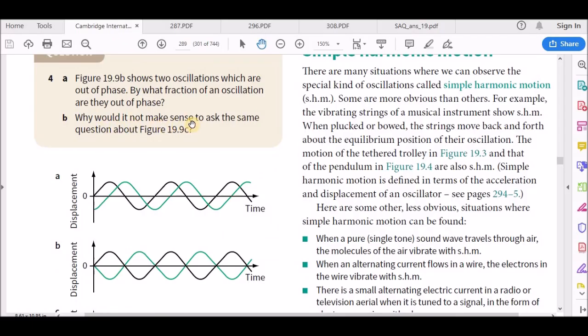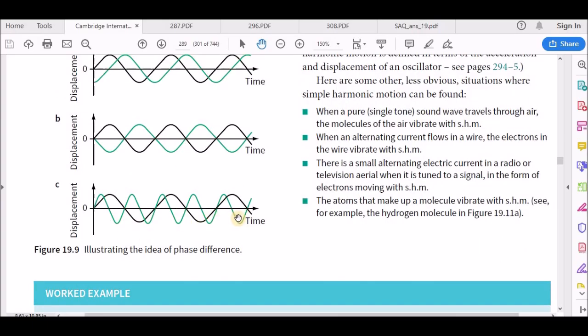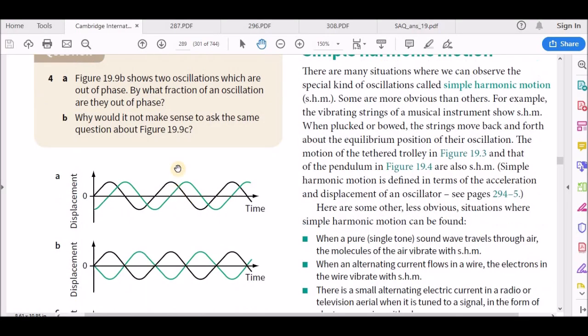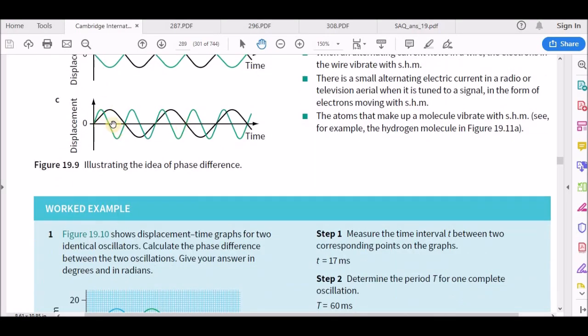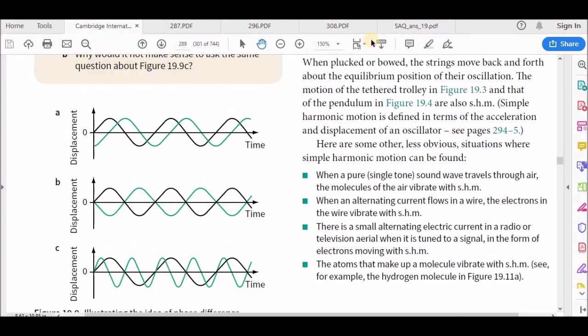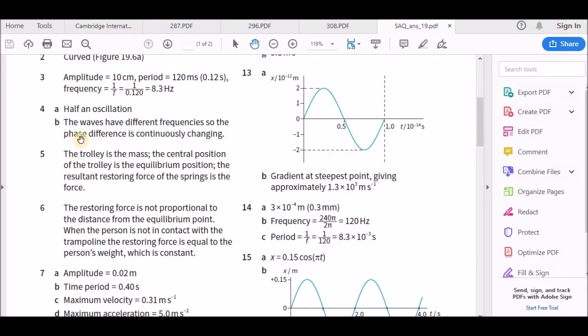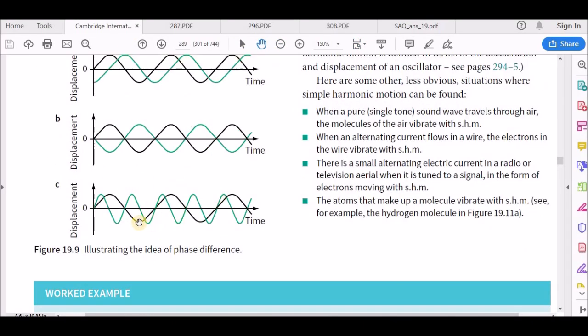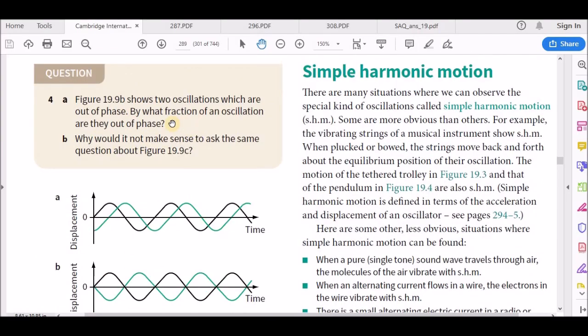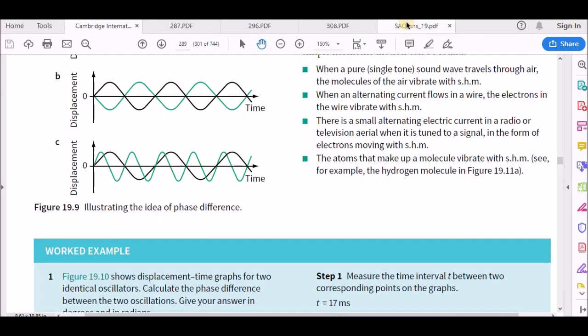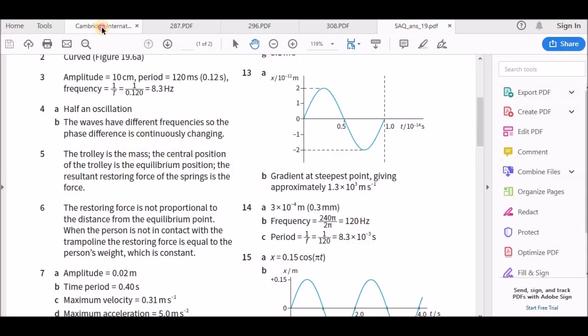Why would it not make sense to ask the same question about 19.9c? Here they have different periods or different frequencies, so we can't say by how much of an oscillation. To ask by how much of an oscillation, they have to have the same frequency. The waves have different frequencies, so the phase difference is continuously changing. I hope that's clear. We can't get a phase difference here because it's changing all the time, because they have different frequencies.